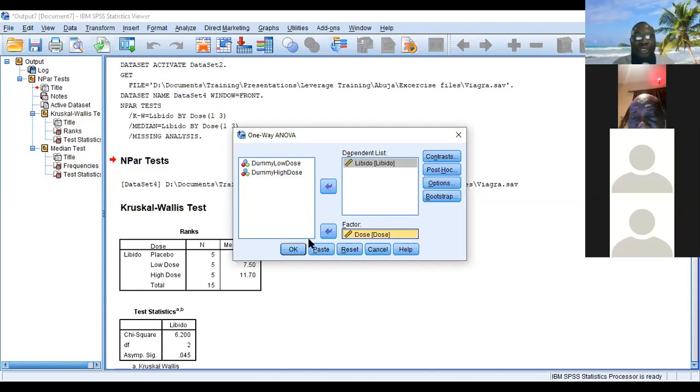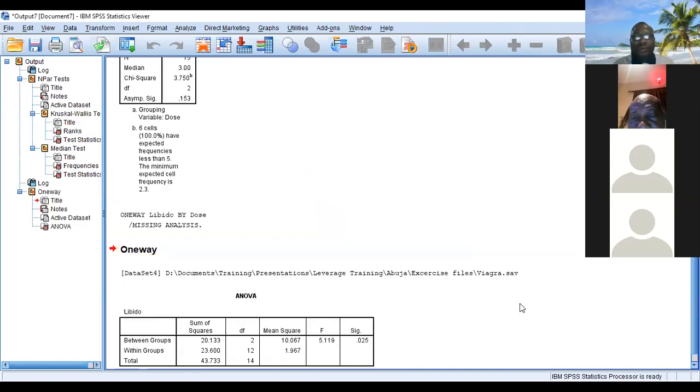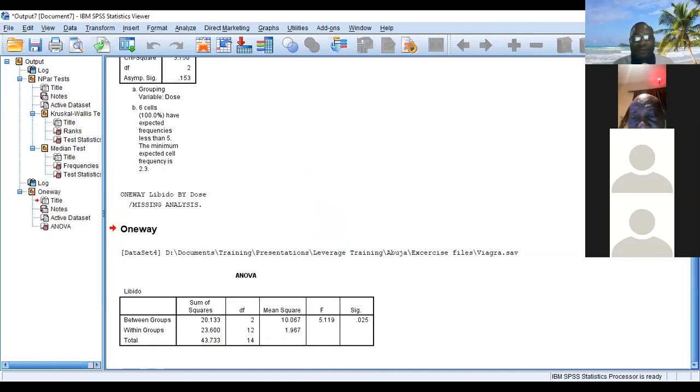Let's run this one, you see. This is ANOVA now. You see the p-value? The p-value is 0.025. For Kruskal-Wallis, 0.045. So it's more significant with ANOVA. And the median test is not even significant.